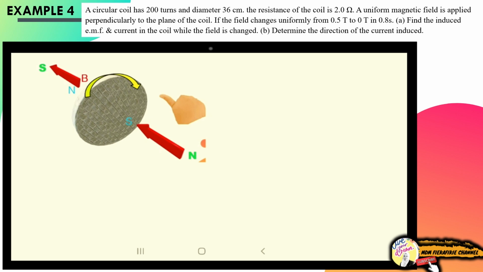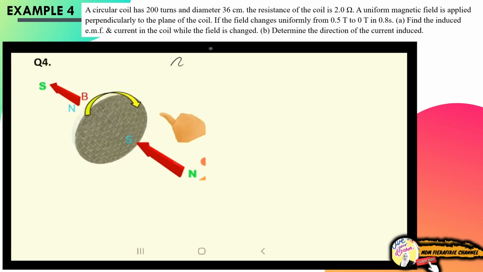is given 36 cm. Okay, so let's take out all the information. So, N is equal to 200 and the diameter is equal to 36 cm, where the radius is equal to, so let's change the radius to meter lah. Okay, kita tukar terus 36 cm. Okay, let's change to meter and it's equal to 0.18 meter.